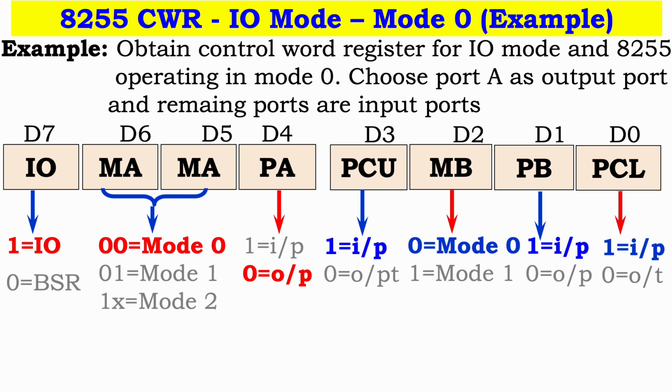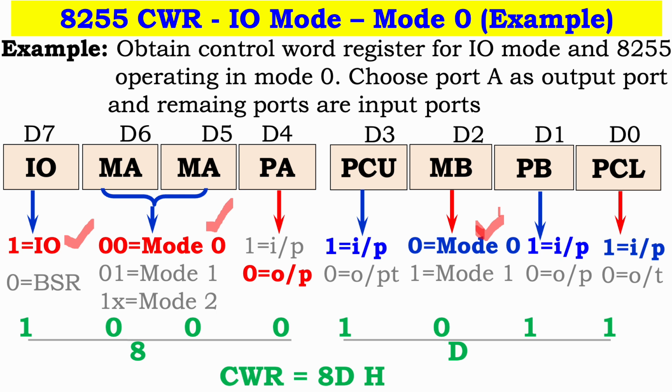So we can understand that all remaining ports are input ports. Now we select D2, the mode of port B, which is 0. Now we are operating in I/O mode, and that is mode 0 operation for both the port A mode and the port B mode. This is the example given in the problem. Now let us find the control word. It is I/O mode 1000, so the higher nibble is 8 and the lower nibble is 1011, which is D. So the control word for this example is 8DH.